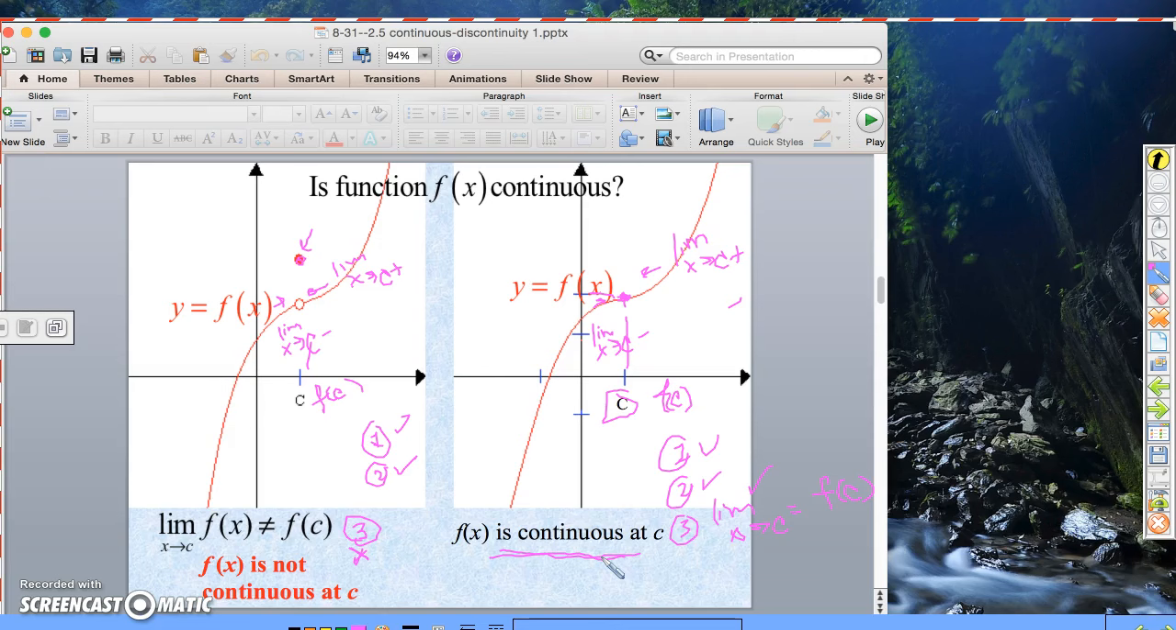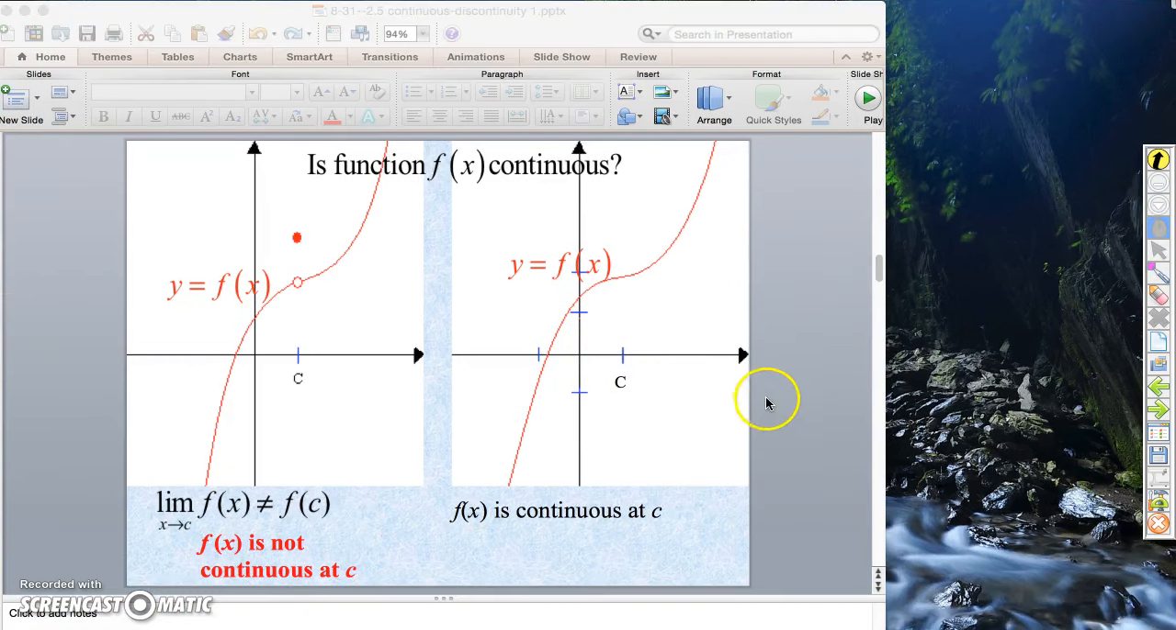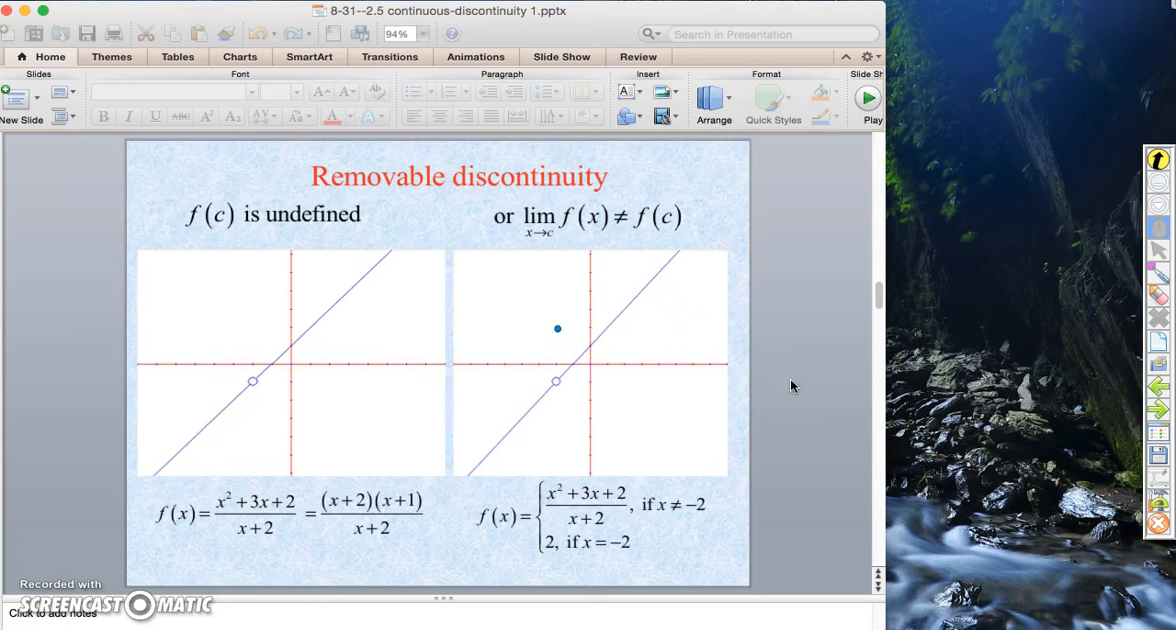Okay? So now that you understand a little bit about continuous functions, I'm going to show you some examples where a function might not be continuous, so you can see the different types of functions that could create a discontinuity. All right? So now let's take a look at some examples of that. Here's examples 1 and 2.